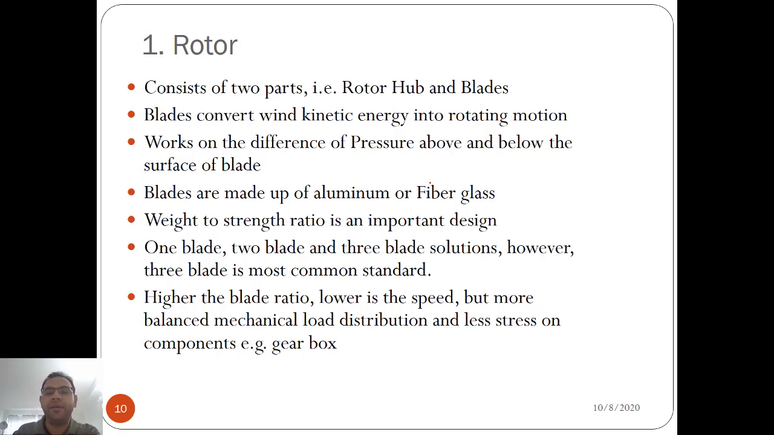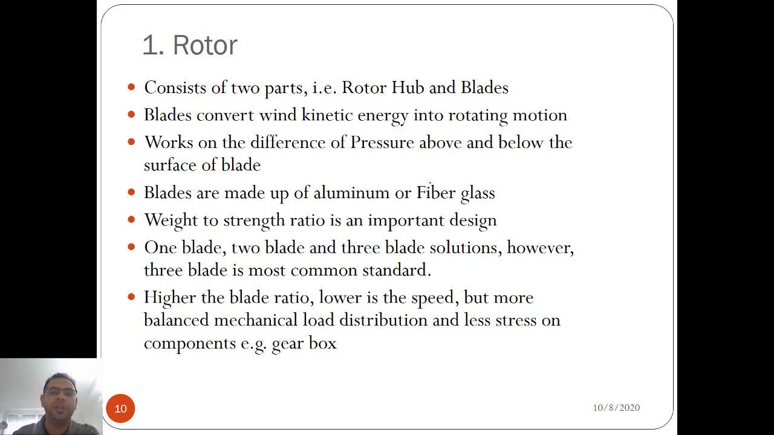So these blades are mechanically designed such that they work on the principle of pressure difference. A pressure difference exists between the lower surface and the upper surface of the blade, as a result of which something we call lift is produced. But the important thing here is the blades. These blades must be strong enough to withstand the pressure of the wind, and that's why they are made of either aluminium alloys or fiberglass, which are very strong to withstand the wind pressure.